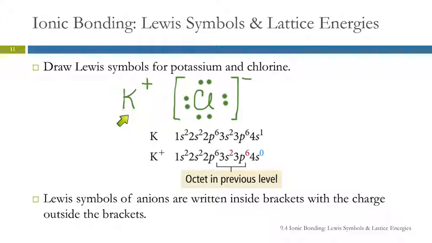Now, in the Lewis symbol, it doesn't look like this potassium has an octet, does it? But if we look at the electron configuration, here's the electron configuration for potassium. This is the valence electron, right here, the 4th level, right? When we take that electron away, then in the electron configuration for the ion, the 3rd level is now the valence level. So these are the new valence electrons. They got promoted. Actually, they didn't really change at all. It's just the guy above them left, so now they're senior.